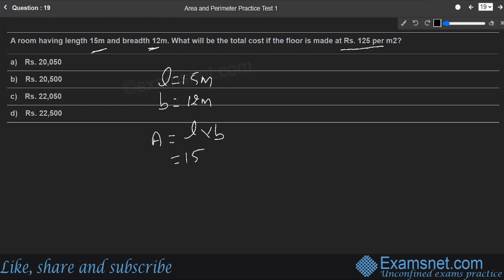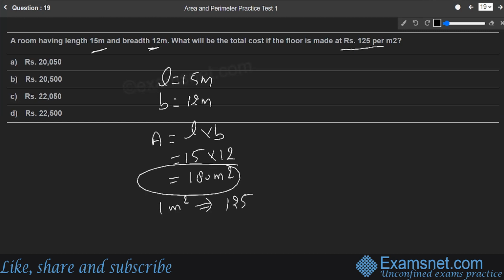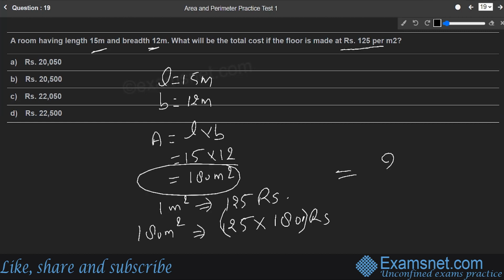If you multiply it together, this is going to be 15 into 12, that is nothing but 180 meters square, that is the area. For 1 meter square, the cost taken is 125, as stated, 125 per meter square. We have got an area of 180 meters square, so the cost of 180 meters square will be, unitary method says, 125 into 180 rupees. If we solve this further, 125 into 180 is coming as 22,500 rupees.